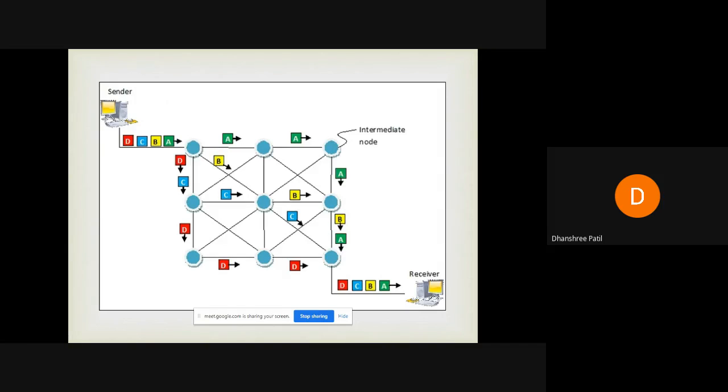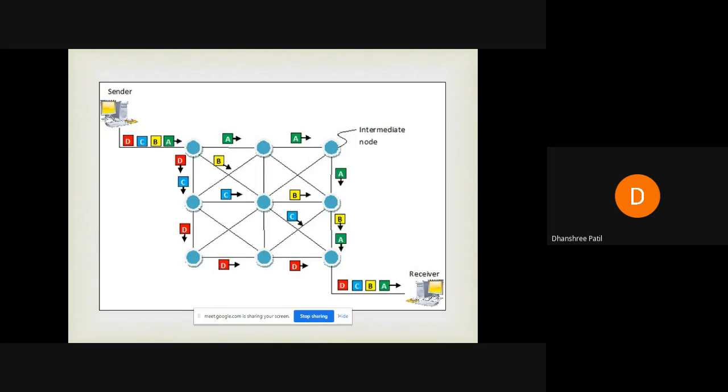And one more thing in packet switching is that once any node gets the data, this node just stores that data and then forwards that data. Means whatever packet comes to a node, the node stores that packet with itself and then forwards it. Why is it required?